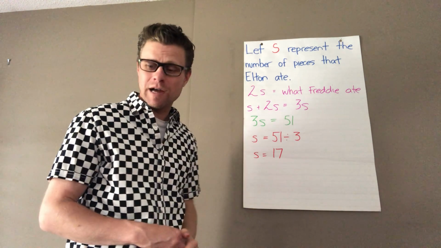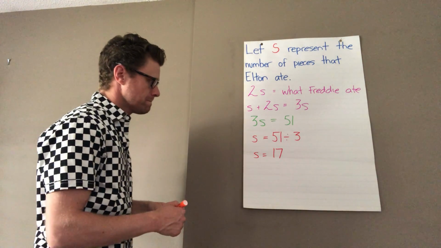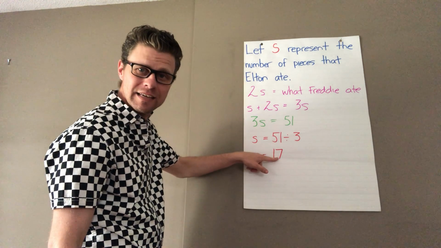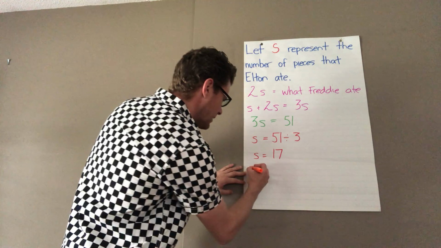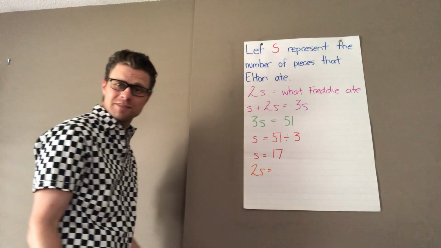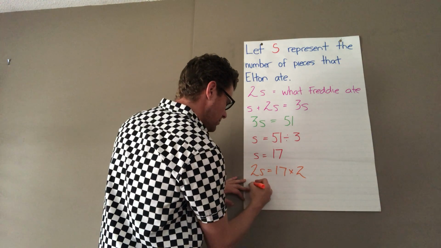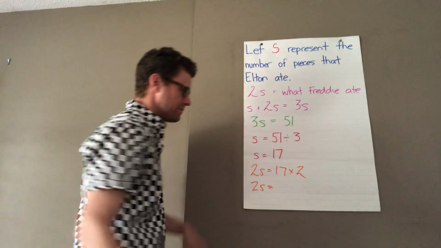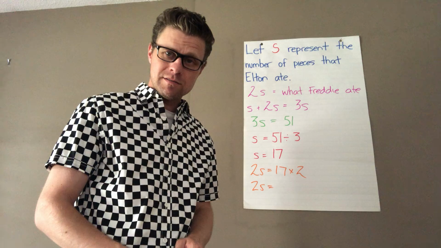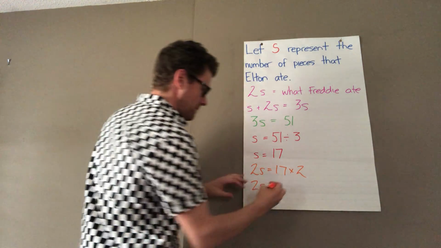But we also need to know how many Freddie ate. So if we know 1S equals 17, we're going to look at what 2S equals. And that is 17 times 2. And what is 17 groups of 2 or 2 groups of 17? 34. Thank you.